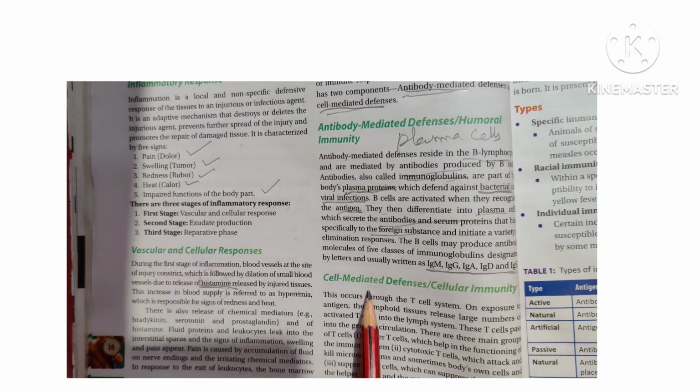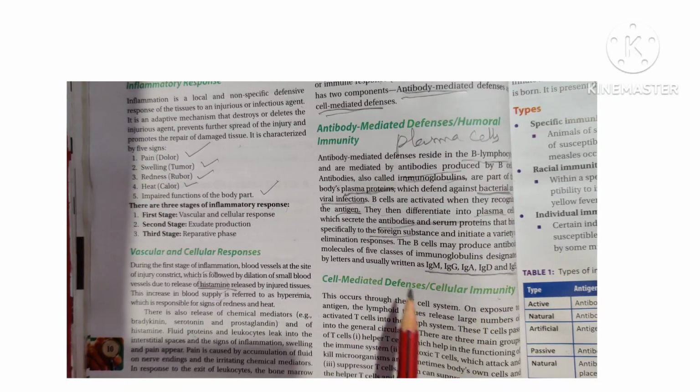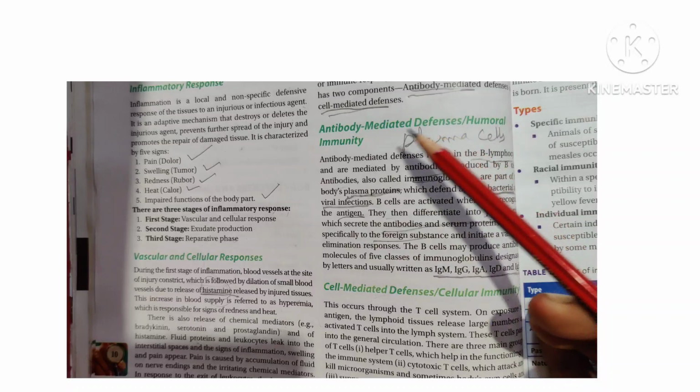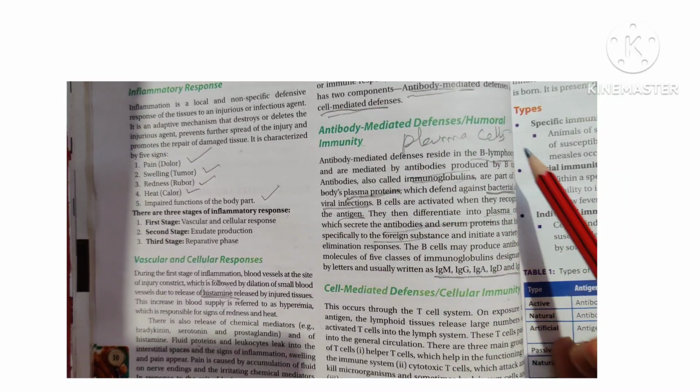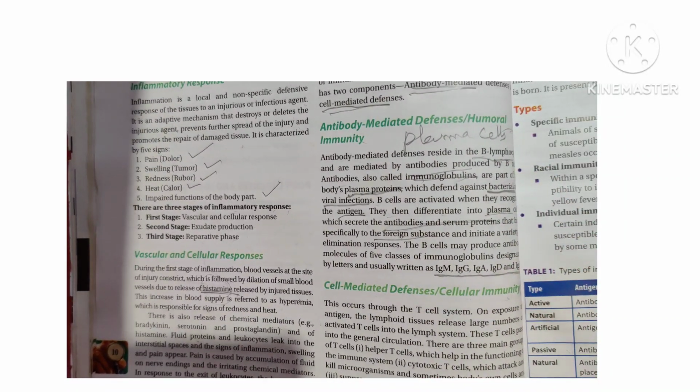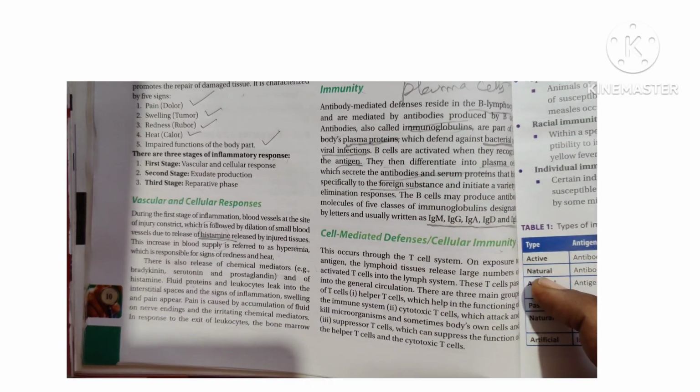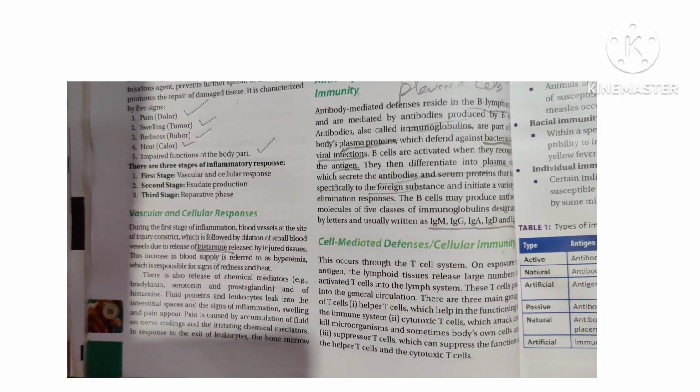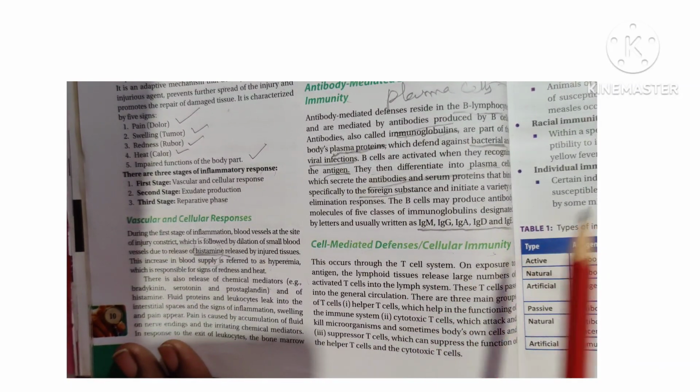Next, cell mediated defenses, cellular immunity. What is done by antibodies is called humoral immunity. So this is cell mediated defenses or cellular immunity. This occurs through the T cell system. So here what cells are activated? T cells are activated. So it comes under the T cell system.